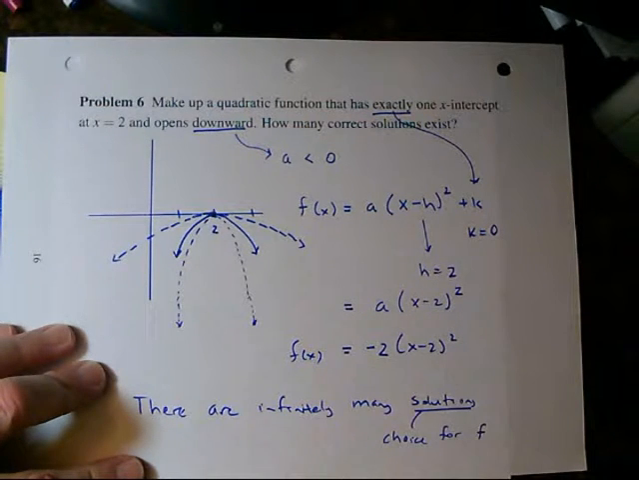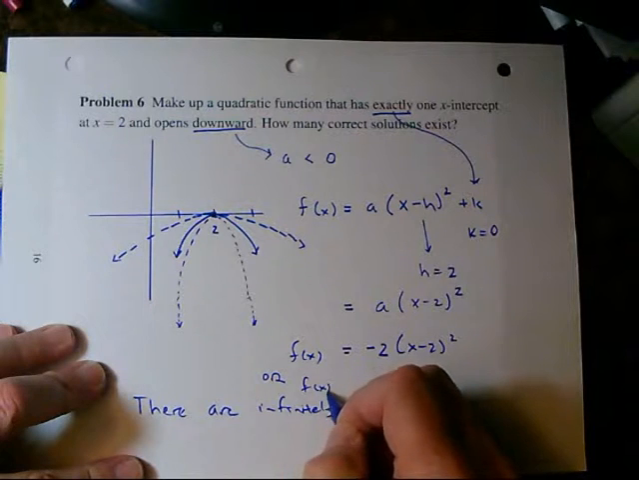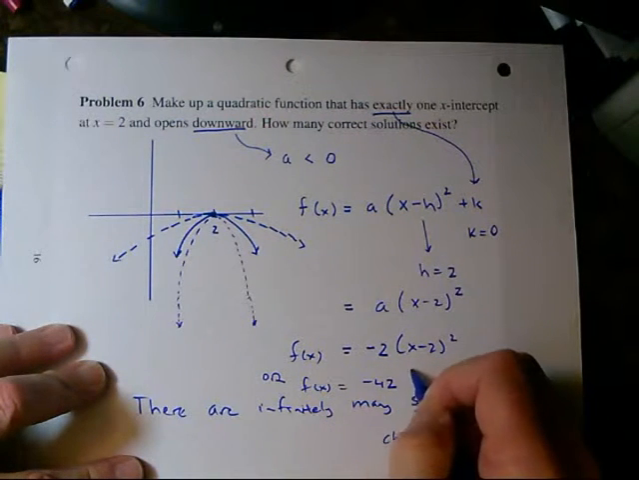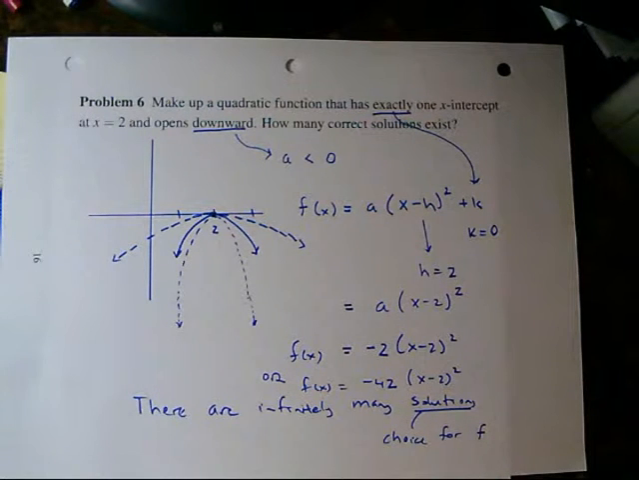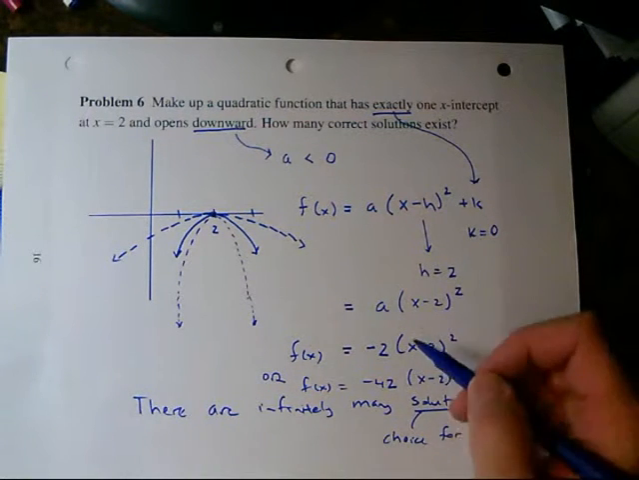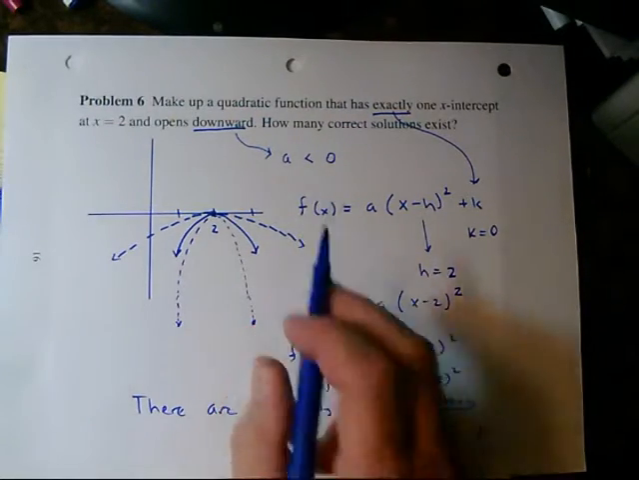We could satisfy the demand of the problem by saying a is negative 2. Just pick one. Of course, your friend could have said, or f of x equals negative 42 times (x minus 2) squared.